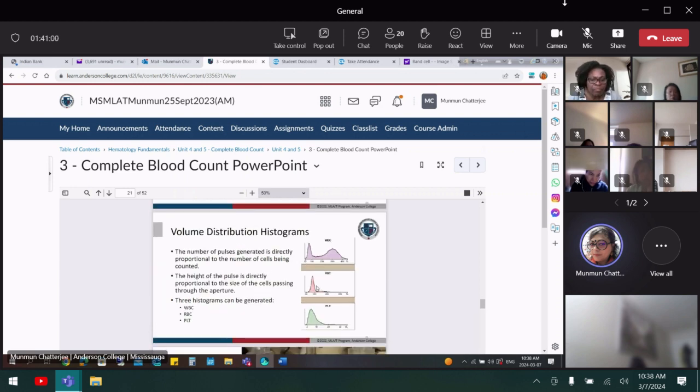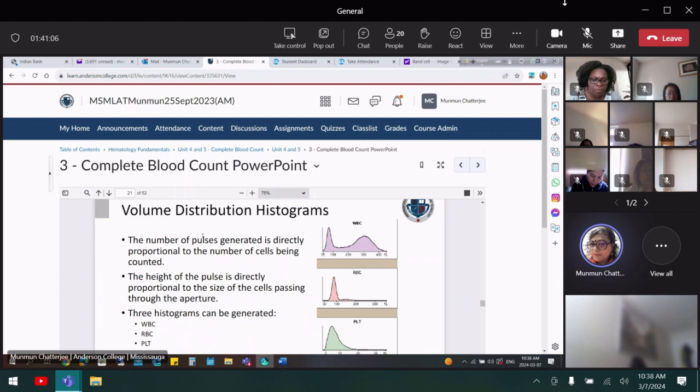So how does it look? Let me open it a little bit. Okay. So the number of pulses generated is directly proportional to the number of cells being counted. The height of the pulse is directly proportional to the size of the cells. So this is the number. How many pulses are there? They are going to tell you the number of the cells.